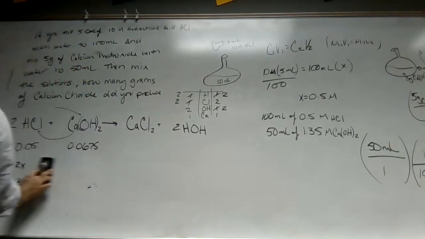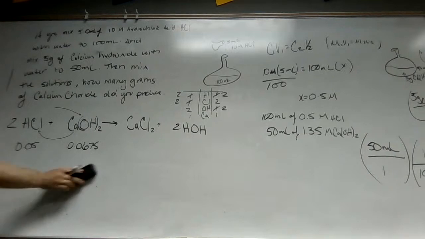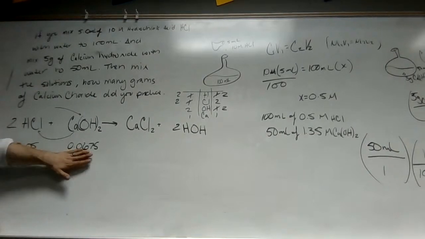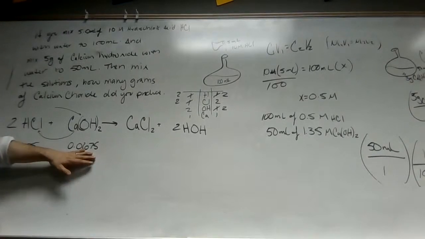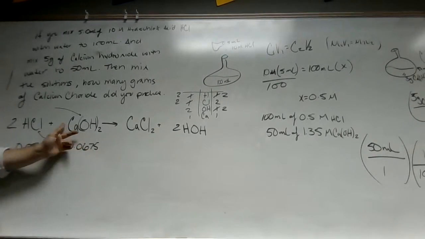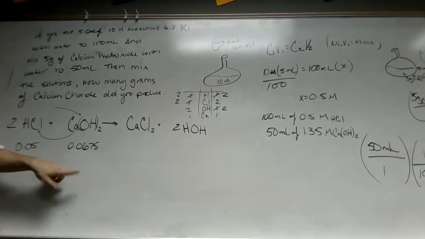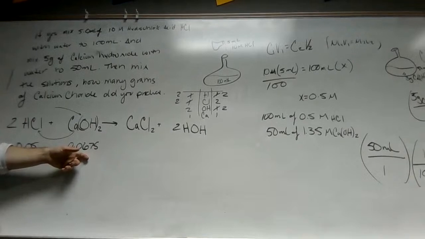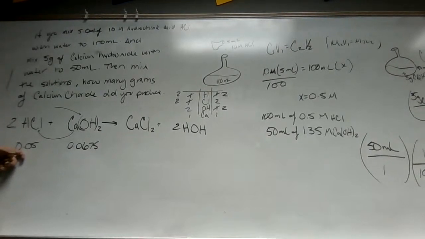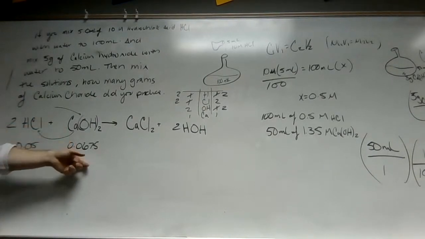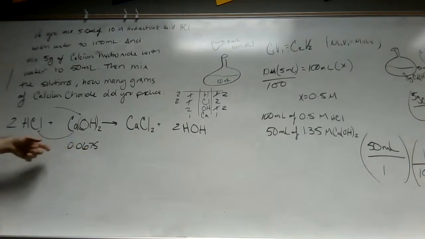Rather than dive into this right now, just think about it. If I have 0.0675 moles of calcium hydroxide, how many moles of HCl would I need? We could set it up the same way we did the other one, where I've got 1 mole and 2 moles. I would put the 1 on the bottom, 2 on the top. I would need twice as much. Does that make sense? I don't have twice as much. Whereas for the HCl, I would need half as much calcium hydroxide, and we have half as much.